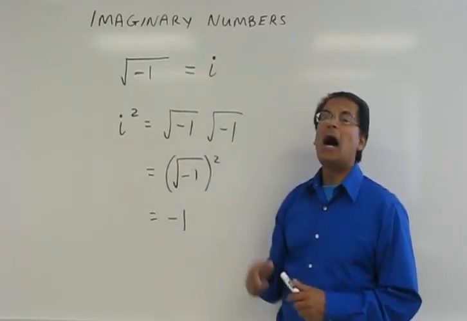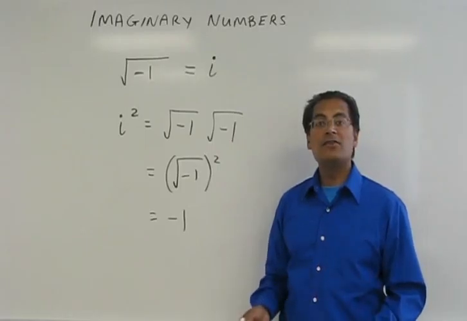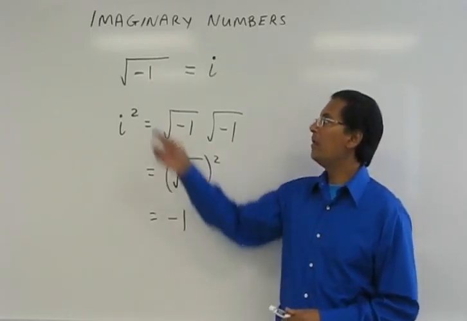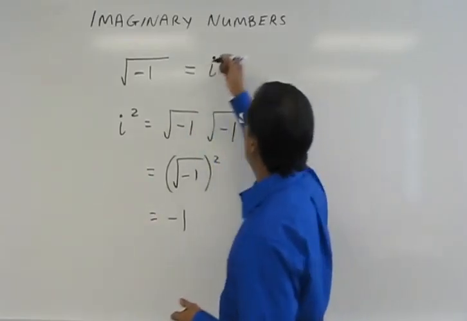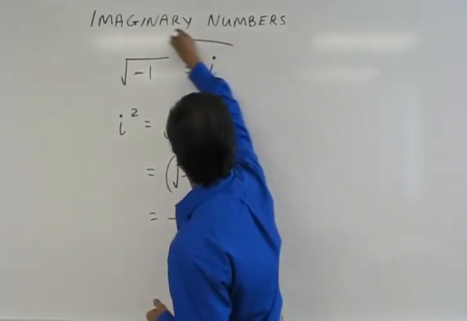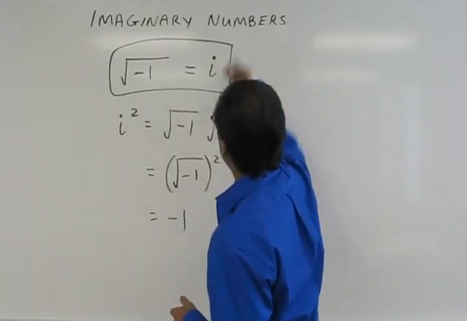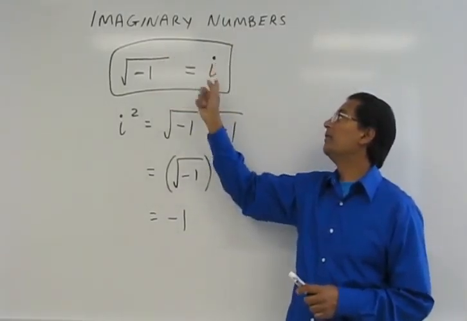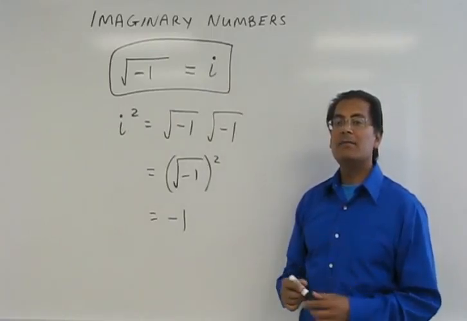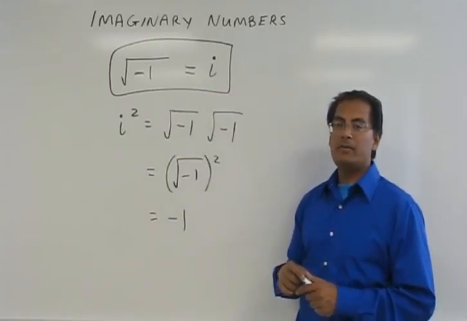We'll just call it i. I for imaginary number, it's not real. So the square root of -1 is defined to be i. This is a very important concept to understand. It's just a definition. We're just replacing the square root of -1 with i. But the neat thing about this is you can treat i as a variable.